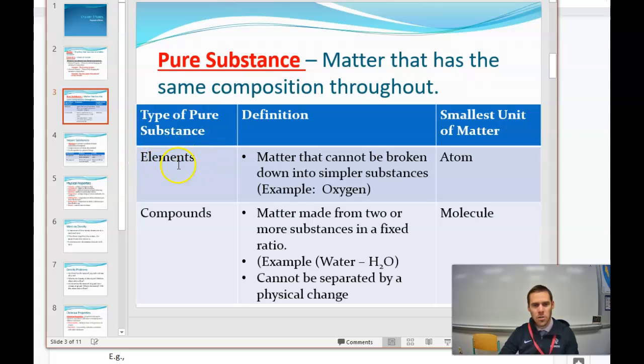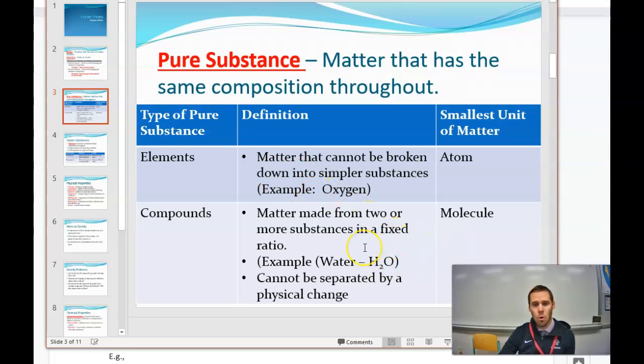So the first term that we're going to talk about is an element. The important thing about an element is that it is a pure substance, meaning that it cannot be broken down by a physical change. In order for us to change its composition, it has to undergo a chemical change. Its most basic unit is going to be the atom, and each atom that makes up an element is identical to one another. So that's a very important concept about our understanding of what an element is. Every single atom is identical.